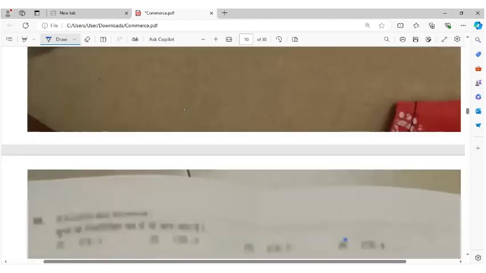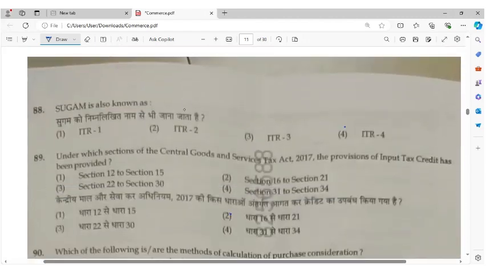Okay, now the next question: Sugam. This is a really simple question. Yes, Sahaj is related to ITR 4.